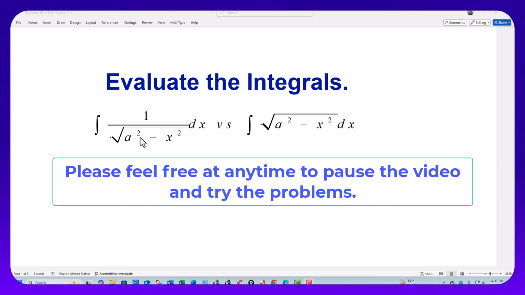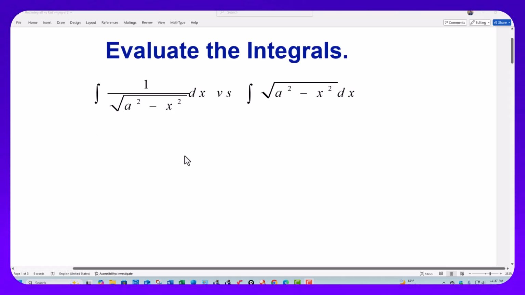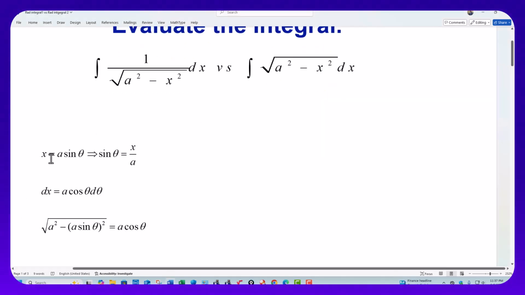Sometimes the instructor might not let you use it. He or she will want you to use the trig substitution. But let's see what we get for the first one, even though we've done it before. So here's the substitution we're going to use.